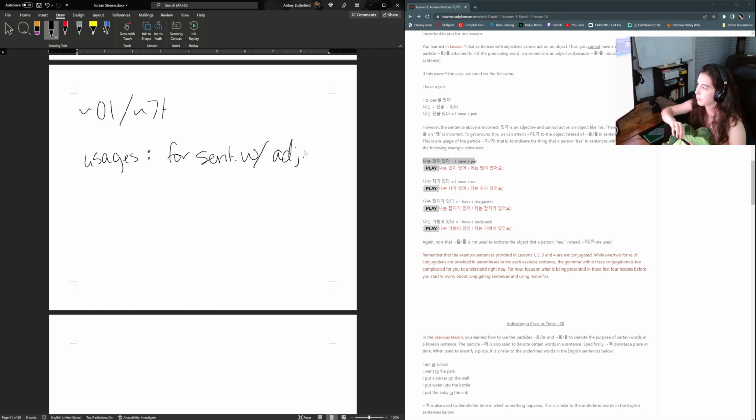So we have another example, which is 나는 차가 있다. I have a car, which when you conjugate it would be 나는 차가 있어, or 저는 차가 있어요. 나는 차가 있어. 저는 차가 있어요. Or I have a magazine, which is 나는 잡지가 있다. Or I have a backpack, which is 나는 가방이 있다.